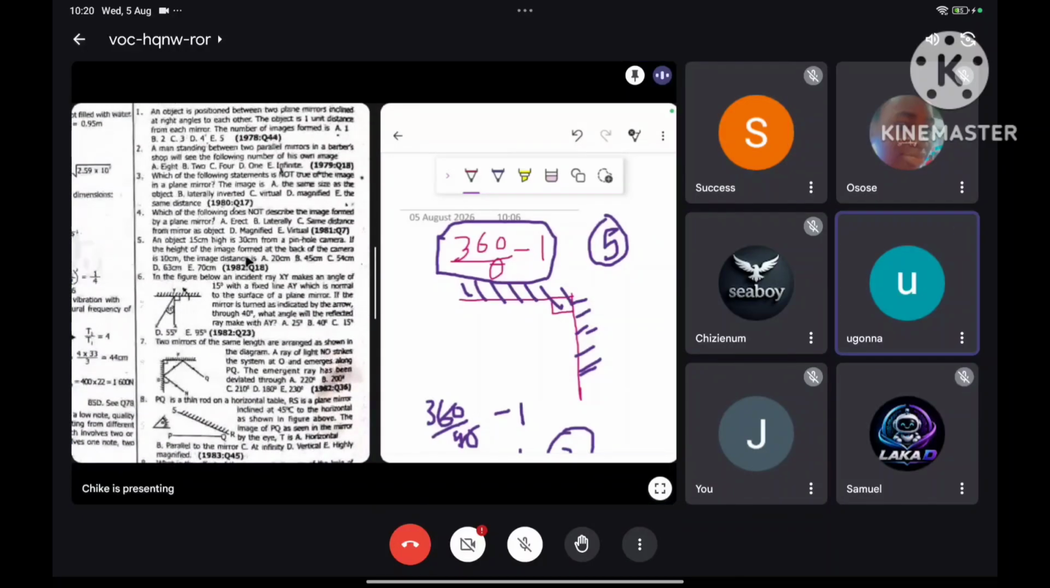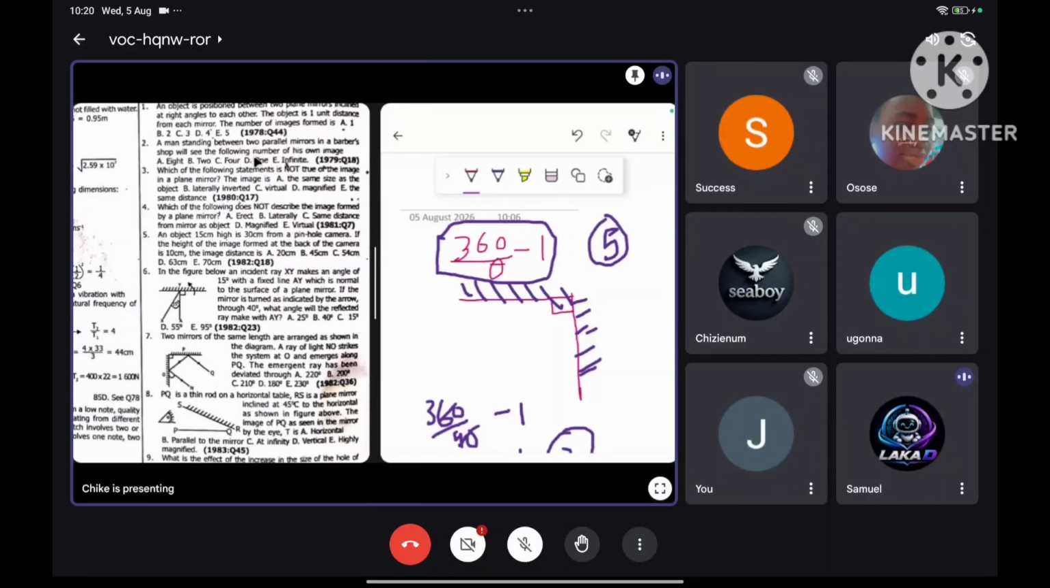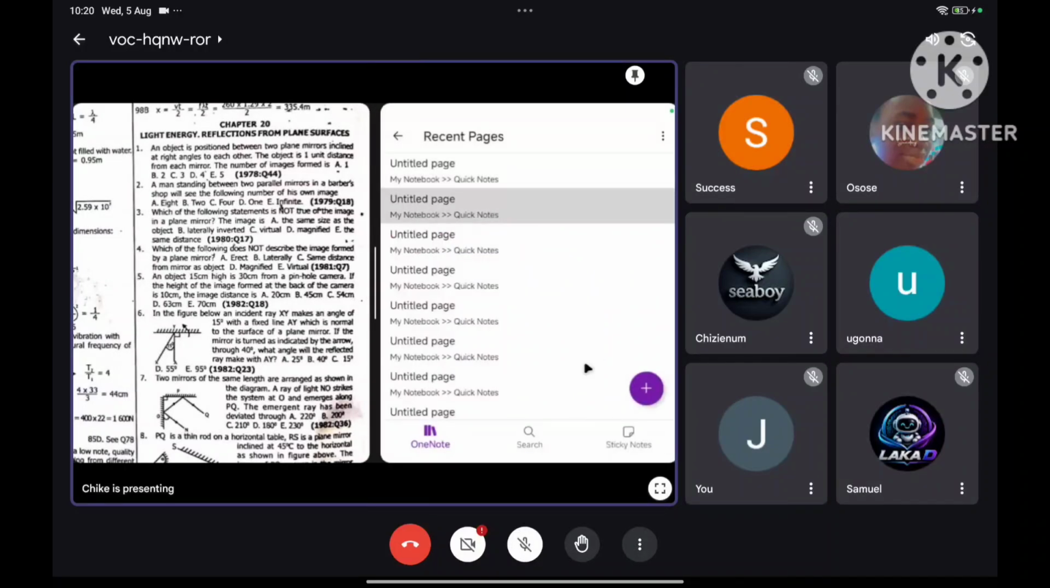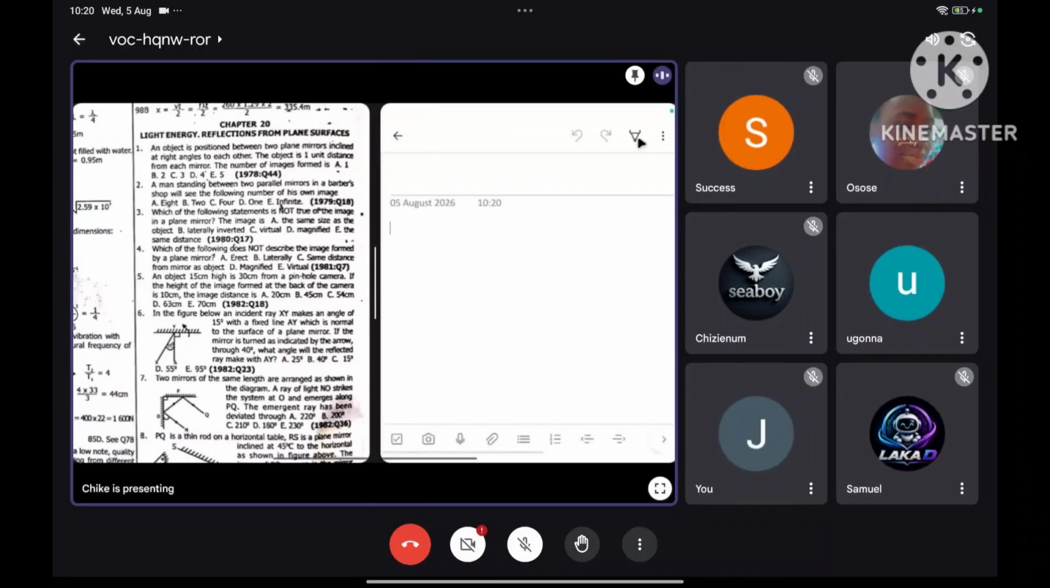Alright, so let's take an image formation question. This number 2 is a bit out of line from what I thought, so I'll solve it myself, then I'll look for other ones. Number 2 says: a man standing between 2 parallel mirrors in a barber shop sees the following number of images. Now, the number of images is equal to 360 over theta, right?